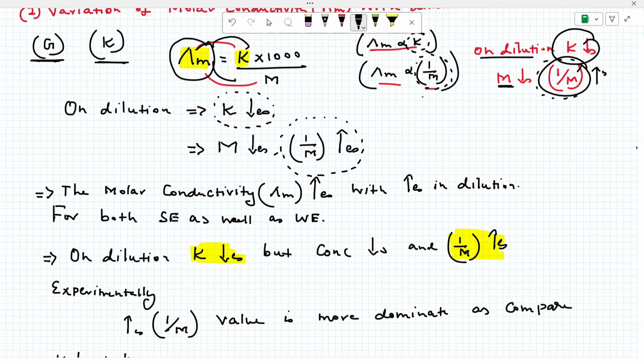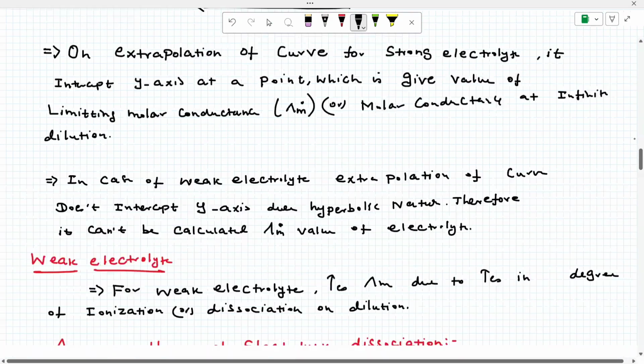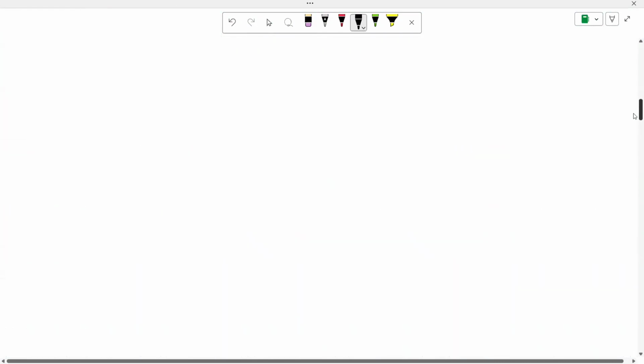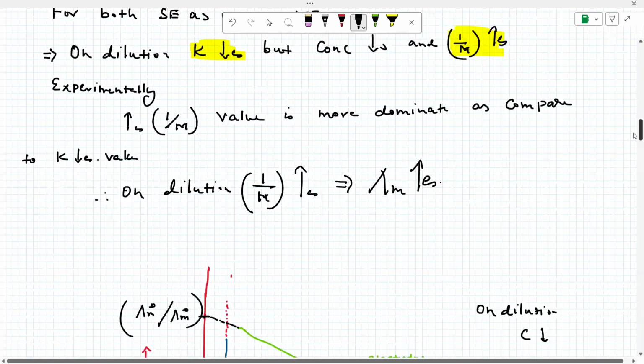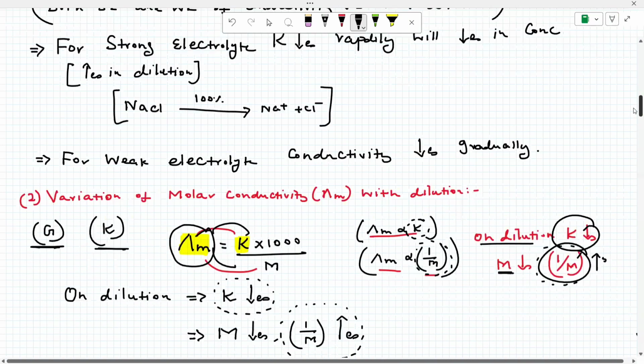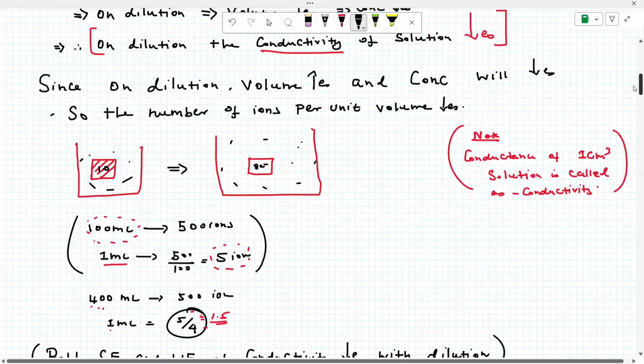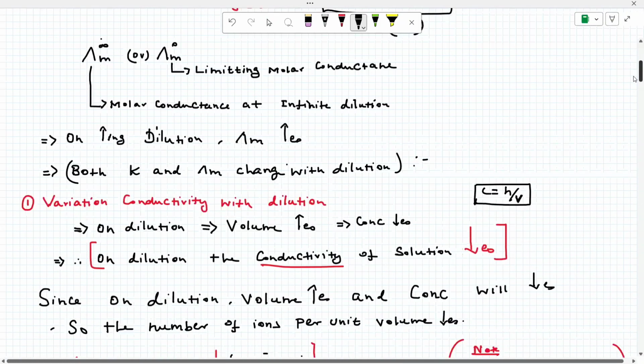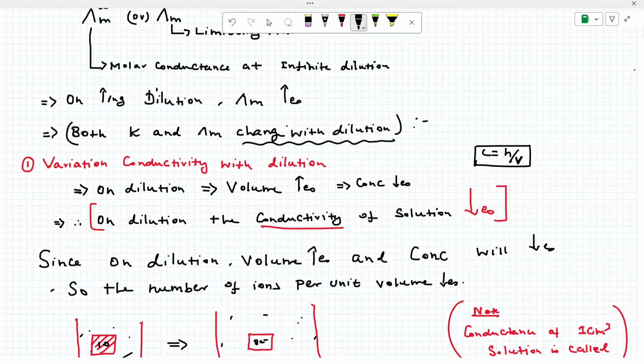Any other doubts? Ma'am, you said in one place that specific conductance decreases. Before this, sir, in the topic variations of conductivity and molar conductance with dilution, both... I changed it. Both conductance and conductivity change with dilution. It can increase, it can decrease. Now explain, right? K value always decreases on dilution. Lambda m value always increases with dilution.